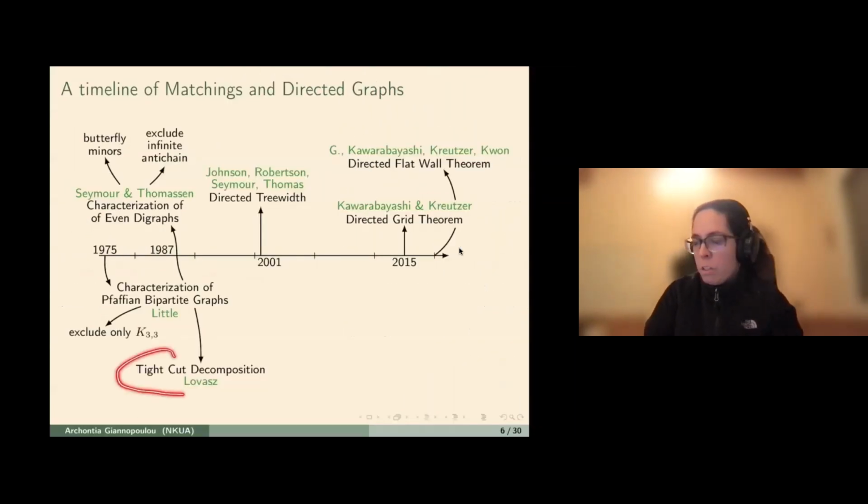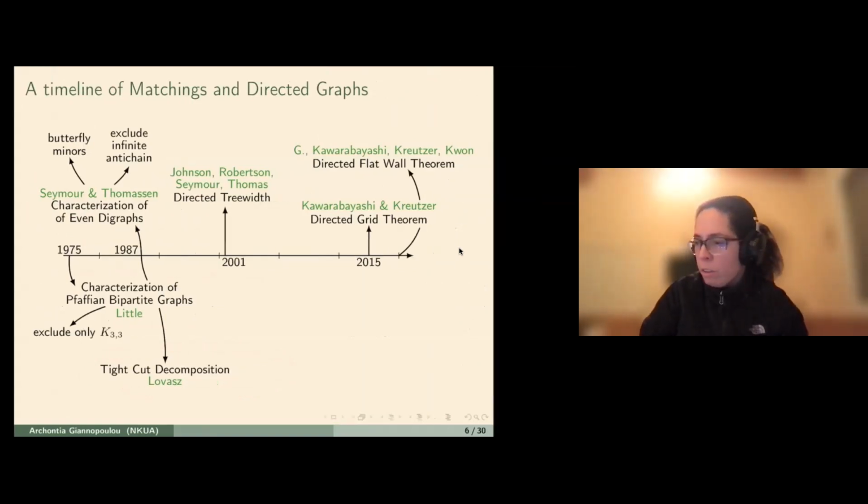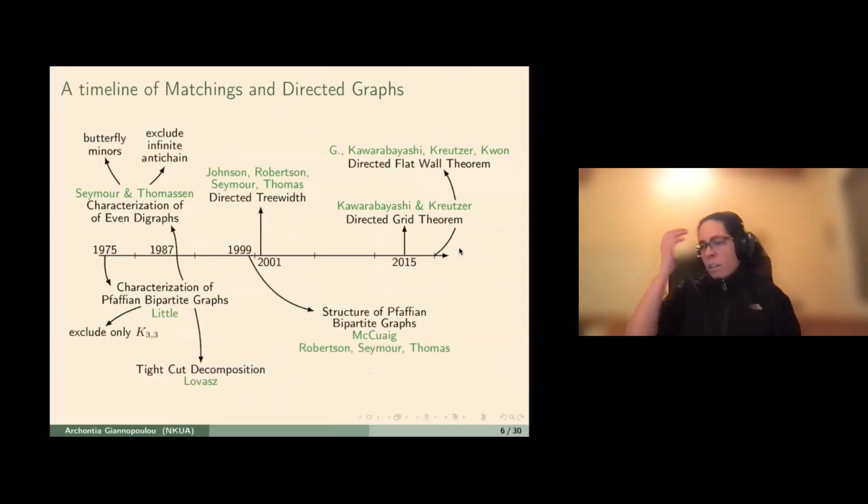They connect those tools together. Okay, the tight cut decomposition, which I'm going to need to mention later in order to set the frame of what we're talking about, and also the structure of Pfaffian bipartite graphs, which also gave an algorithm for identifying whether we have a matching minor in the graph.